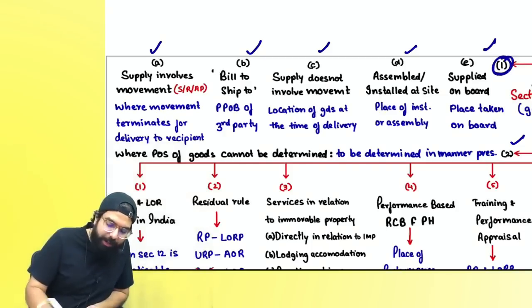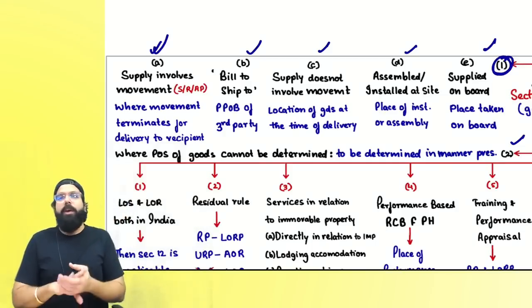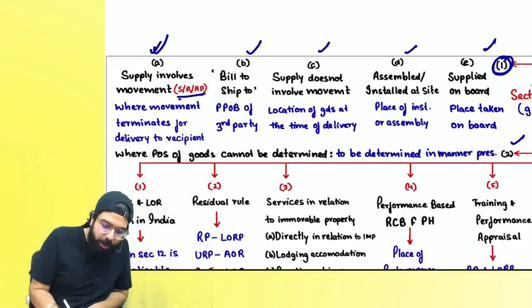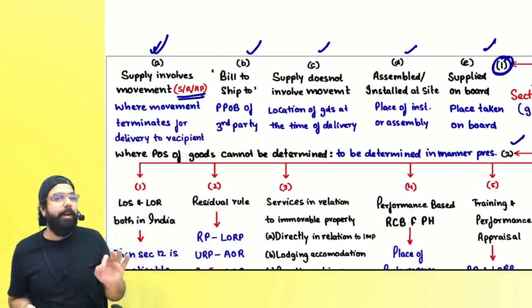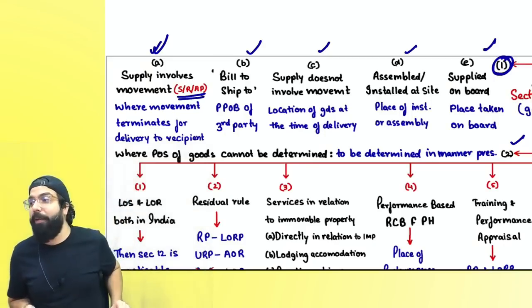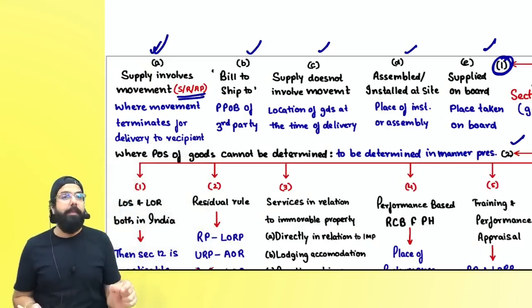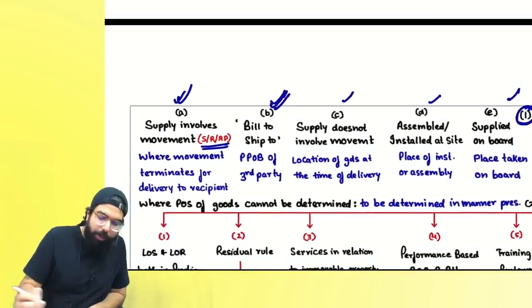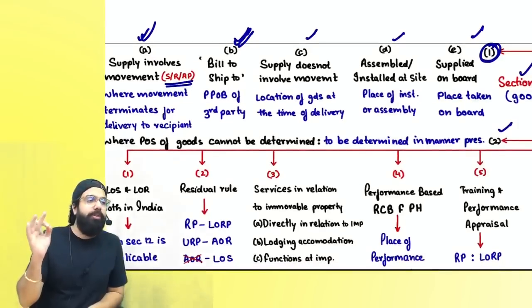So we'll learn section number 10(1)(a), which says whenever supply involves movement, movement can be by supplier, movement can be by recipient, or movement can be by any other person. Whenever there is a movement, wherever the movement terminates for delivery of the goods to the recipient, that will be the place of supply. Section number 10(1)(b) talks about bill to ship to model.